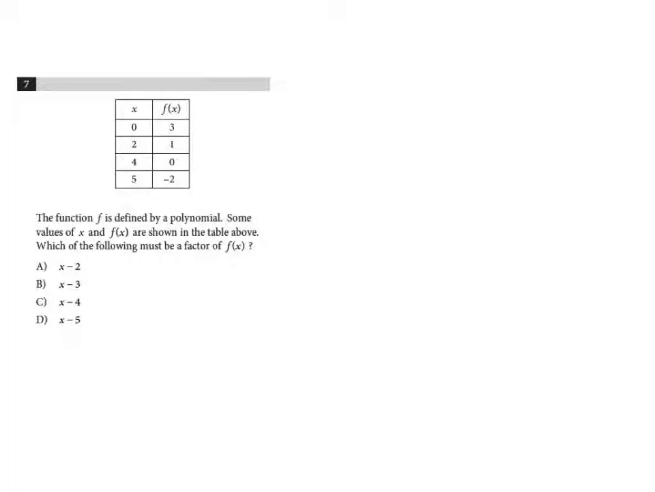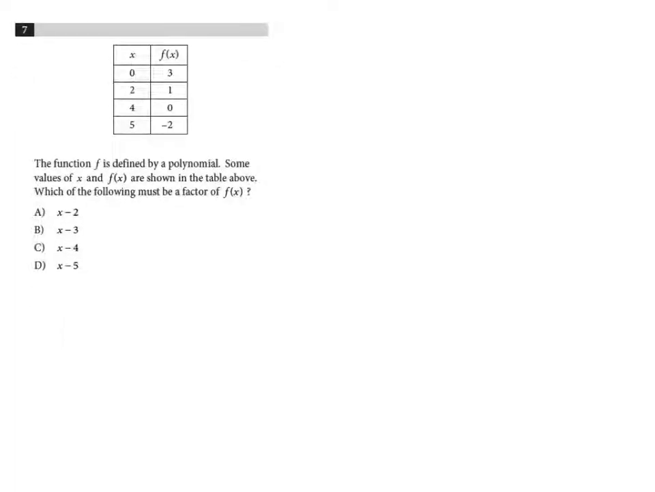All right, number 7. The function f is defined by a polynomial. Some values of x and f of x are shown in the table above. Which of the following must be a factor of f of x? Okay, so let's say we've got, let's keep it simple.